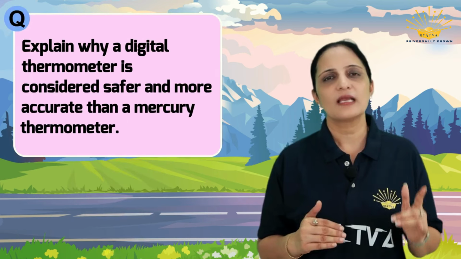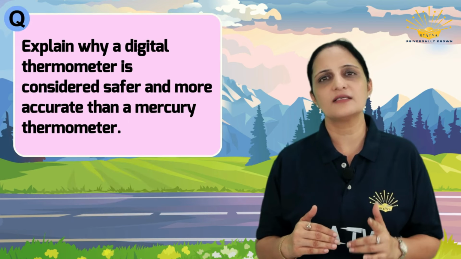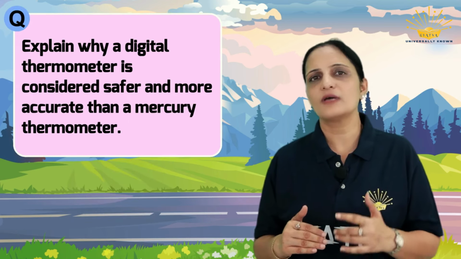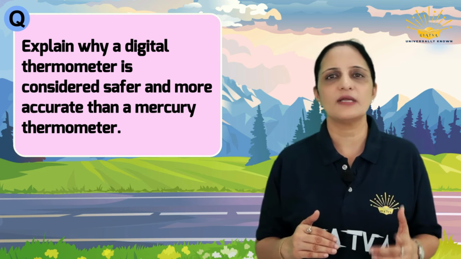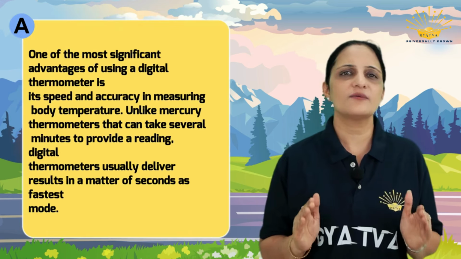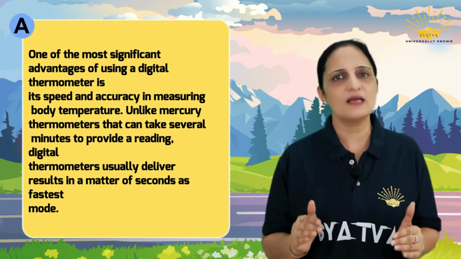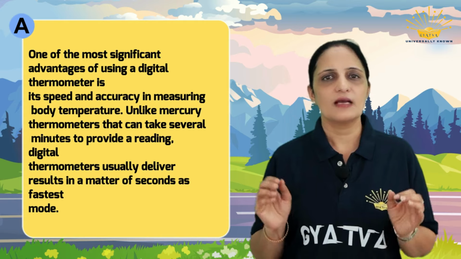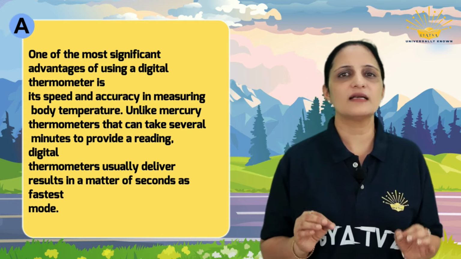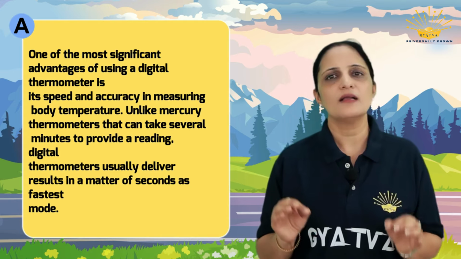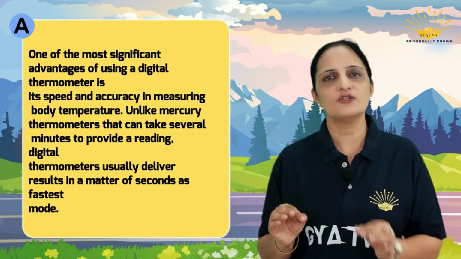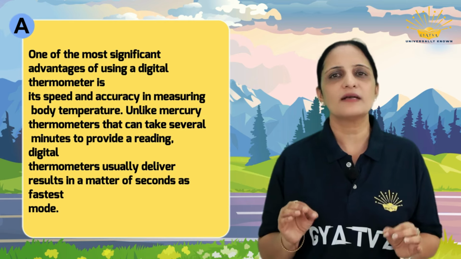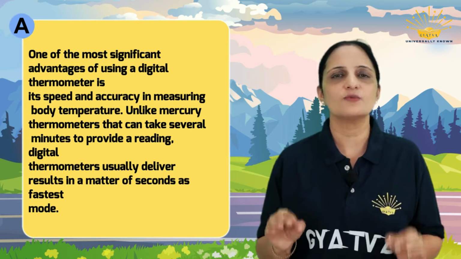Question number 1, explain why a digital thermometer is considered safer and more accurate than a mercury thermometer. The most significant advantage is its speed and accuracy in measuring the body temperature. Unlike mercury thermometers that can take several minutes to provide a reading, digital thermometers usually deliver results in a matter of seconds as fastest mode.